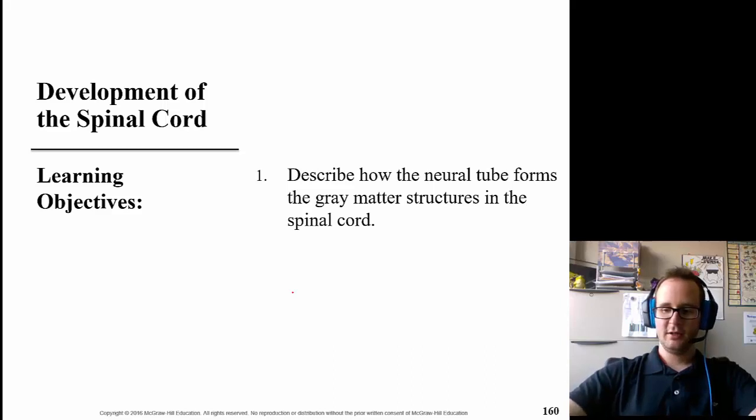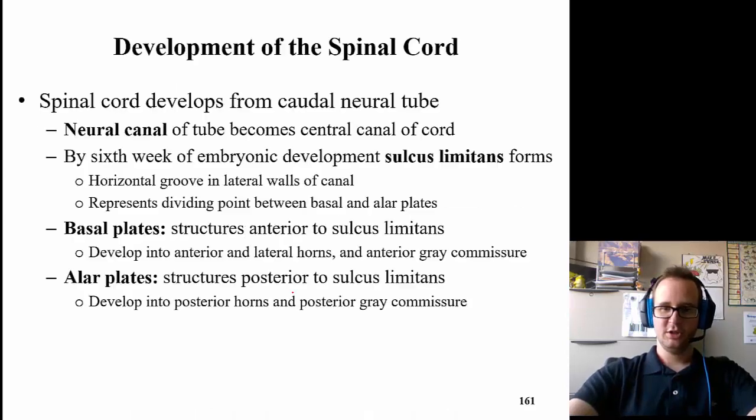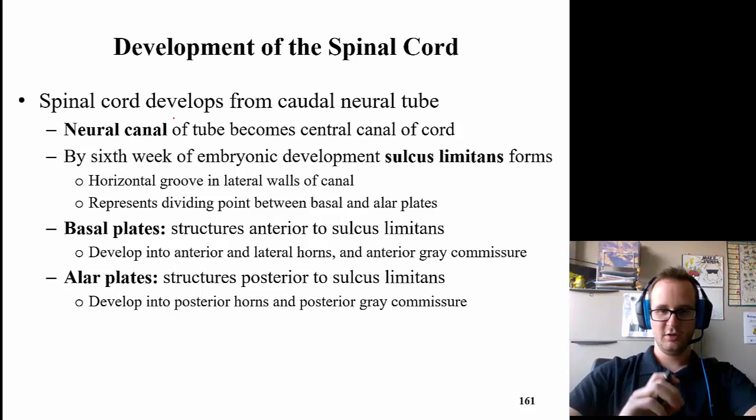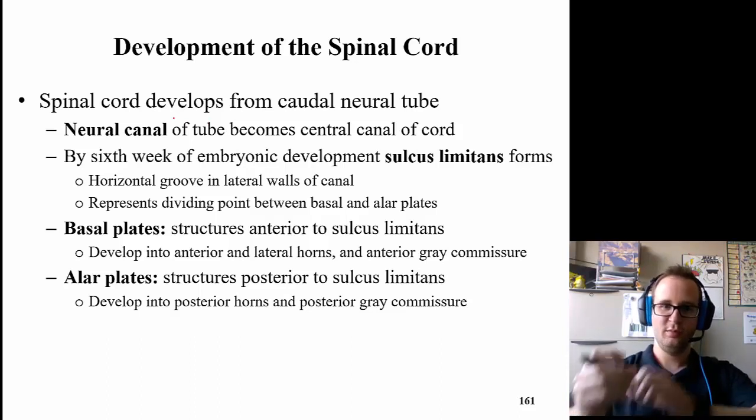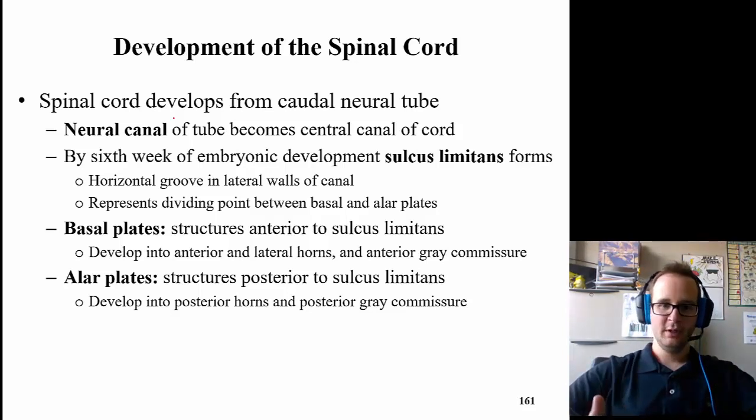Okay, so now we're going to talk about the development of the spinal cord a little bit. We're going to go through and explain some terms, and then we're going to see an image that shows how it all develops. So it's important to remember at the very beginning when we were talking about the brain development that there's an extension that goes out of the brain, that's the spinal cord, and it forms as like this tube that goes down through the length of the embryo.